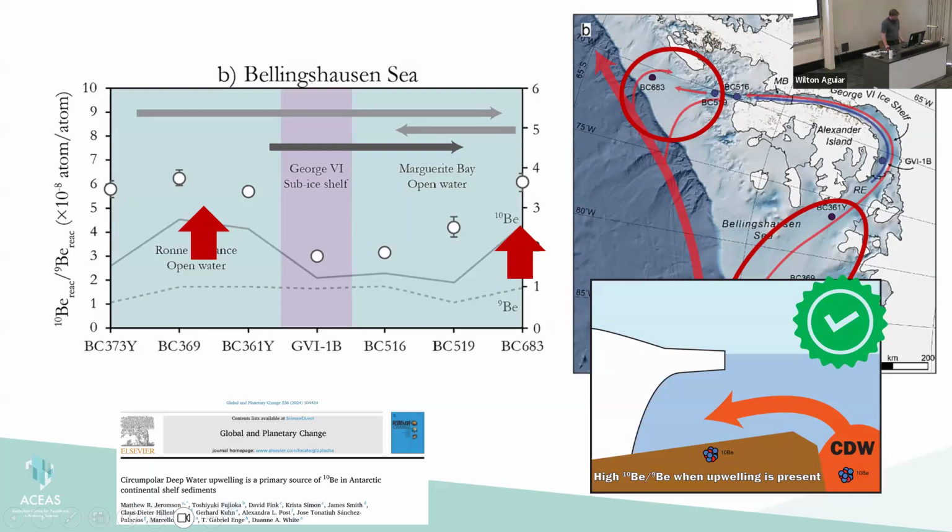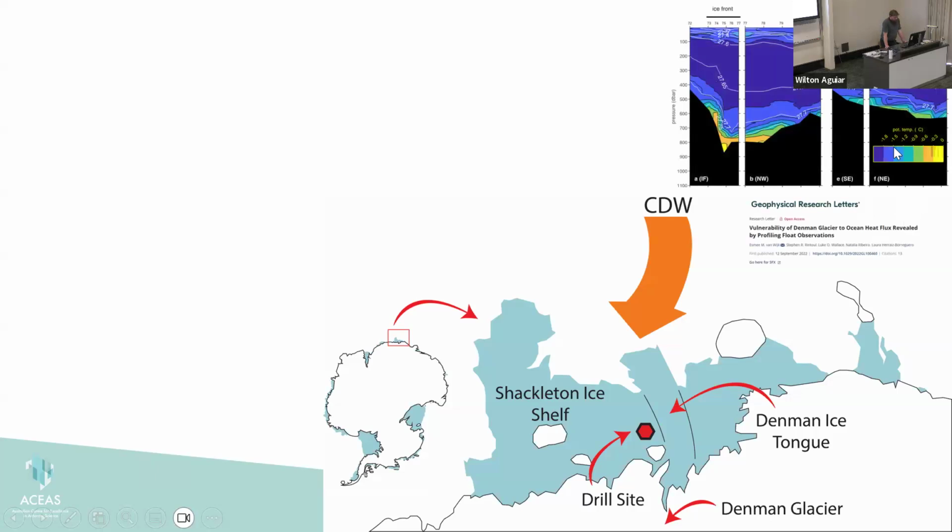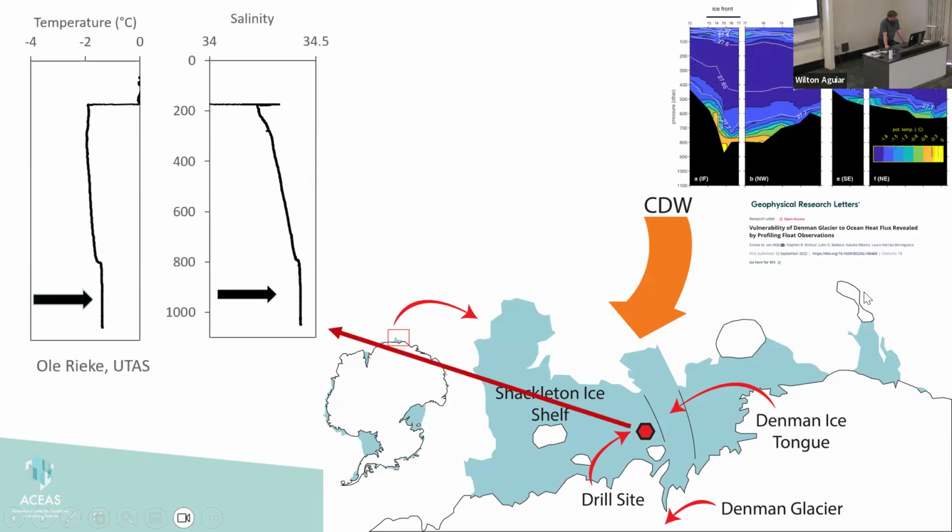So this brings us to the Denman region. We know that circumpolar deep water is accessing the continental shelf in the Denman region. And so Dwayne went off and he selected a drill site from beneath Shackleton Ice Shelf and used a hot water drill to drill a hole through it. And he got a CTD profile and a core from that. And from all his work, we can see that there is a heavily modified version of circumpolar deep water that we are looking at underneath the Shackleton Ice Shelf.